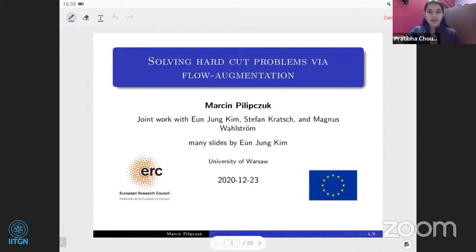And for this talk we have with us Professor Marcin Pilipczuk from University of Warsaw, and he'll be talking about solving hard-cut problems via flow augmentation. And as you might have been updated by the email, this is a fresh result. So this is completely new content for all of us. So thank you so much for joining us, Professor. Over to you now. Thank you very much.